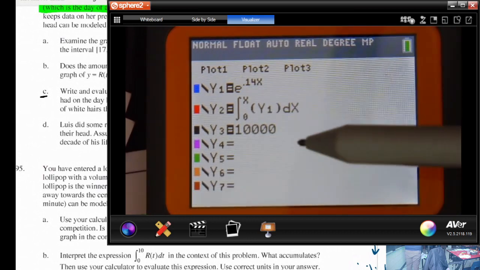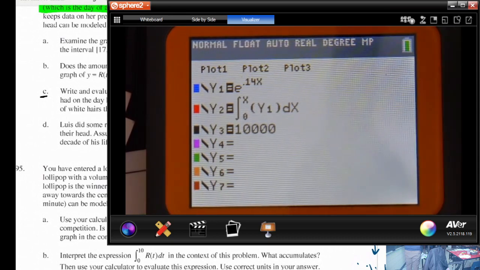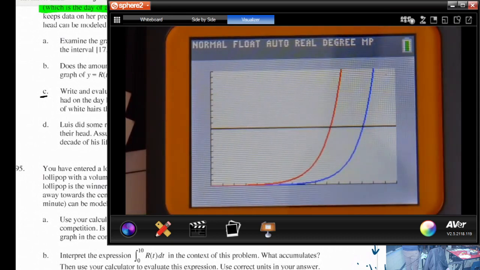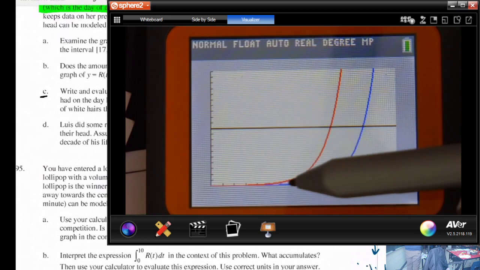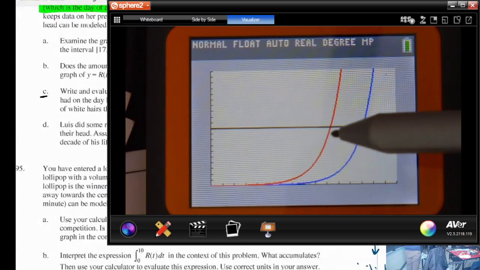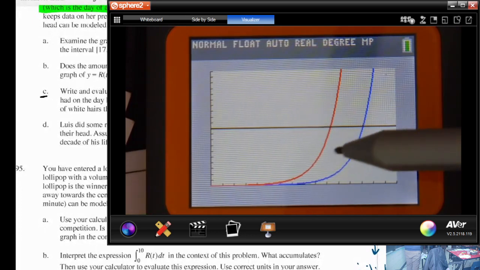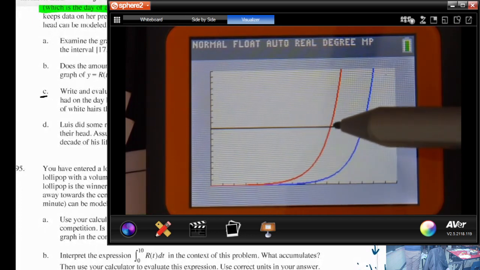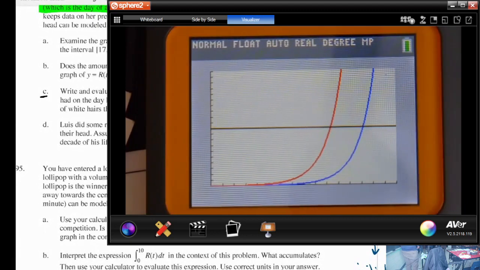And then I also graphed the line y equals 10,000, because I want to know when this line crosses 10,000. It took my calculator about 5 minutes to make these points in red appear. You can see red is the actual number of gray hairs that he has. Blue is just the rate at which he's gaining those gray hairs. The red is up here, and you can see it crosses 10,000 right about there. It's about 51 something. When he's 51 years old, he has all white hair, something like that.